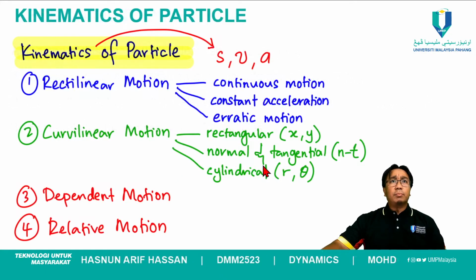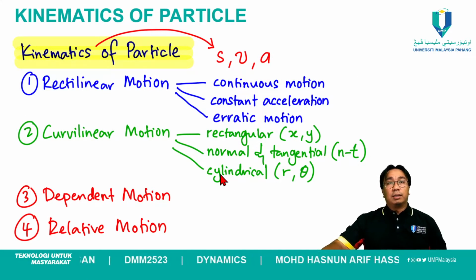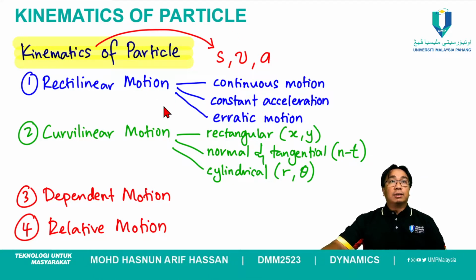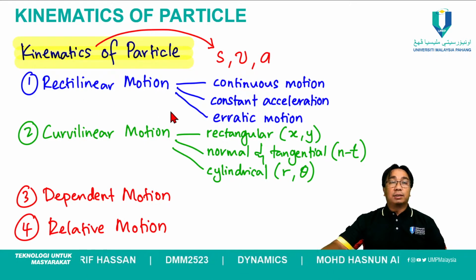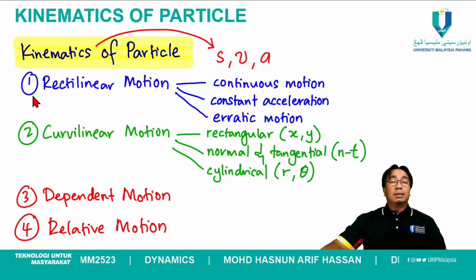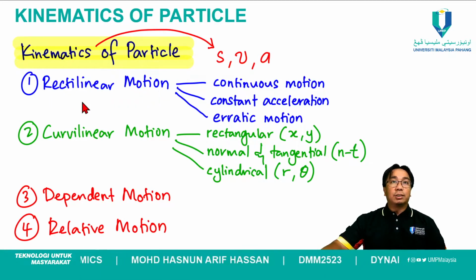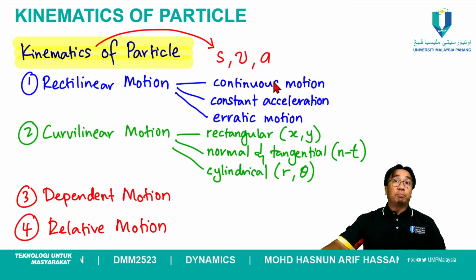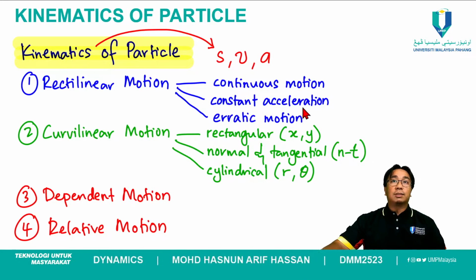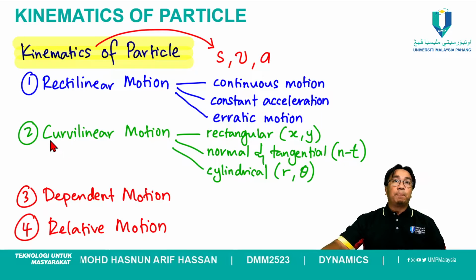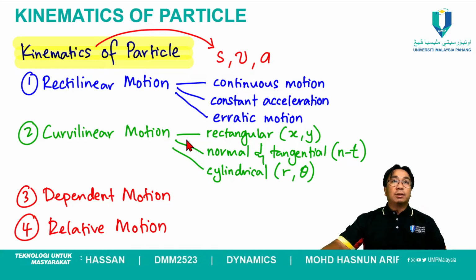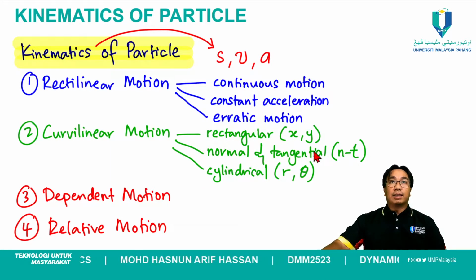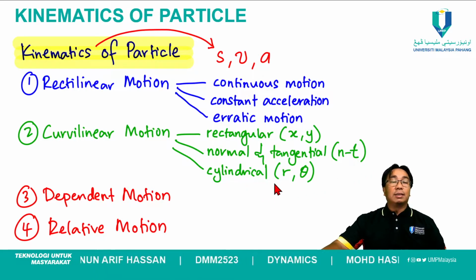Okay. So in the previous class last week, I showed you what we have covered in kinematics of particles, what we have learned so far. Basically, the first one was rectilinear motion, straight line motion. Under rectilinear motion, we discussed three subtopics: continuous motion, constant acceleration, and erratic motion. And then we went to curvilinear motion, where there are also three subtopics: rectangular coordinate, normal and tangential coordinate system, and finally cylindrical component.